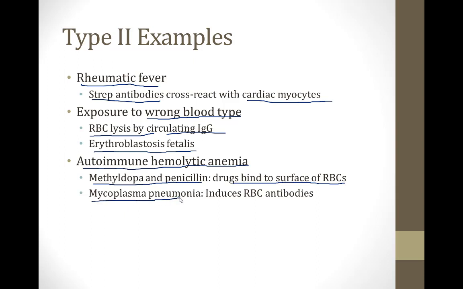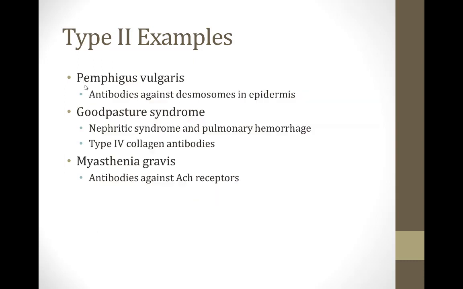Patients with mycoplasma pneumonia sometimes develop autoimmune hemolytic anemia, and that's because, for reasons that are poorly understood, this infection induces antibodies against red blood cells. Another example is pemphigus vulgaris, which is a skin disease where antibodies are directed against desmosomes in the epidermis. Also, Goodpasture's syndrome. This is a condition where patients develop the nephritic syndrome and pulmonary hemorrhage, and it's caused by antibodies against type 4 collagen.